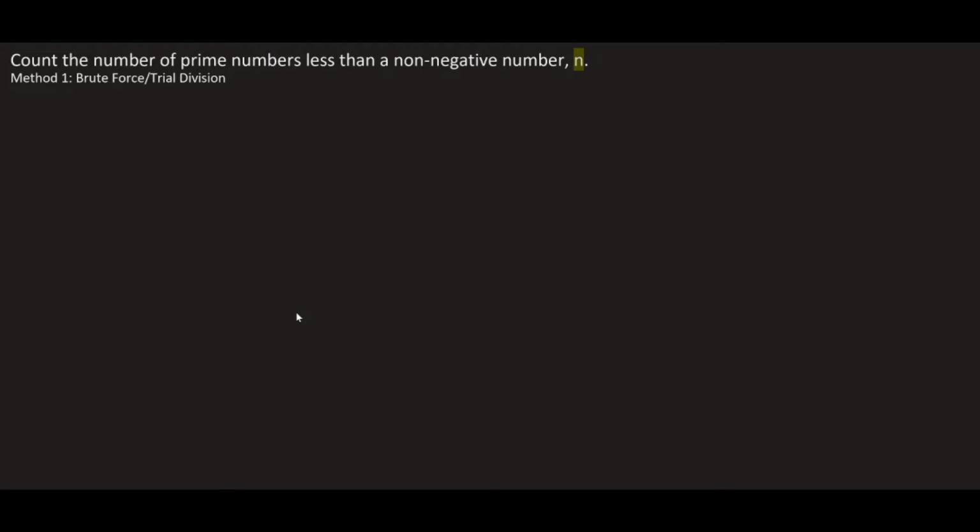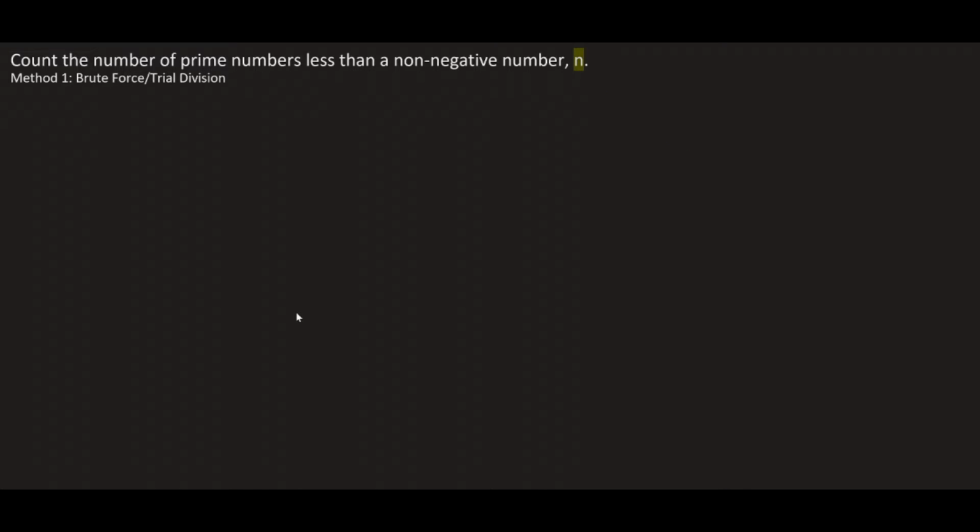So for this problem, we're told to count the number of prime numbers less than a non-negative number n. Basically, this means if they give us n equal to 10, we have to count the number of prime numbers that exist from 2 to 10, because as we know, 1 and 0 are not prime.